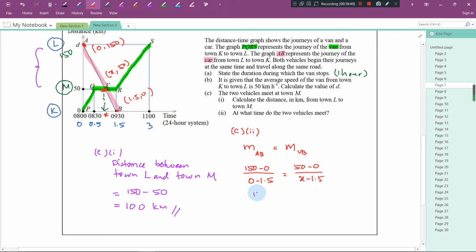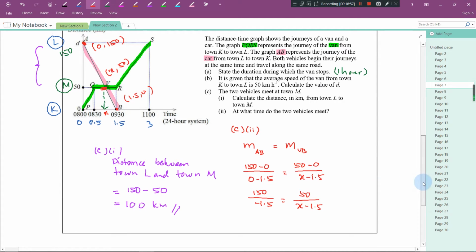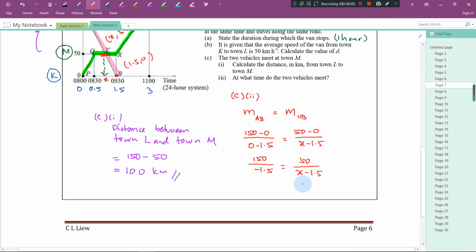So here it will become 150, this is negative 1.5, and this is 50, and this is x minus 1.5. Now you can try to pause the video and solve it. Get the value of x. Here you can use cross multiplication: this times this is equal to this times this. If you don't want to, you can do another way.